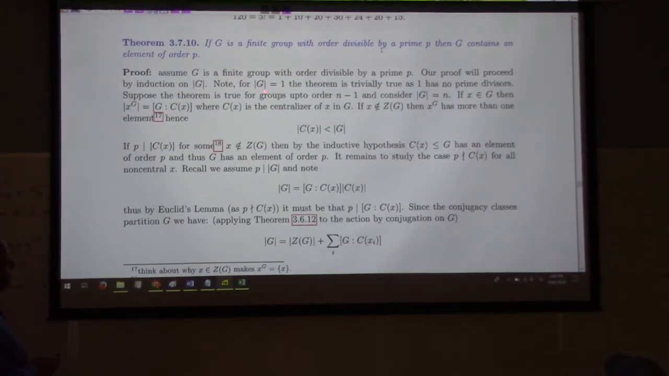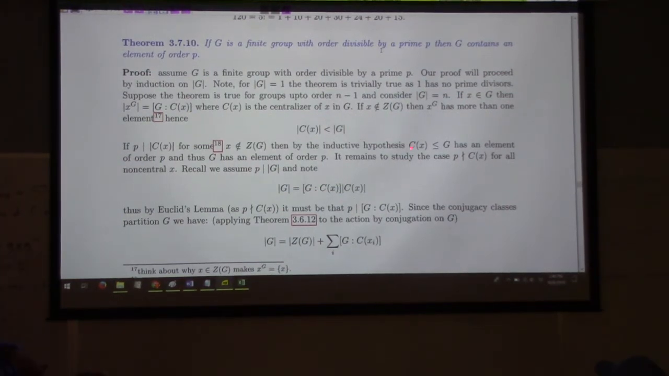So if the order of the group is 1, then the theorem is trivially true because 1 has no prime divisors. Yay. All right, so suppose the theorem is true for groups up to order n minus 1, and consider the order of the group being n. So we're using strong induction, right? We're assuming that the induction hypothesis is true not just for n minus 1 but for all smaller orders. This is a strong induction proof.